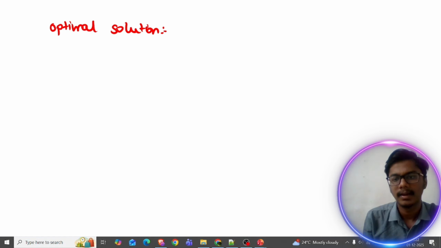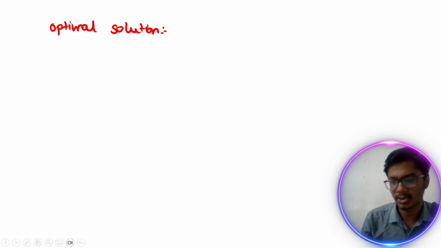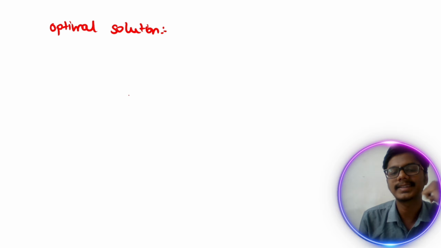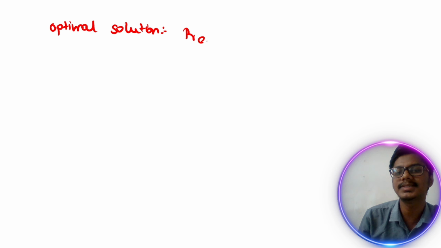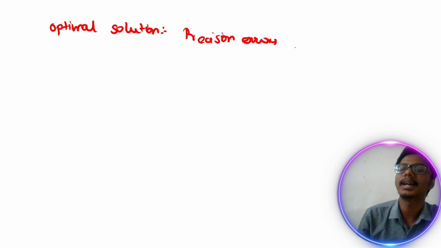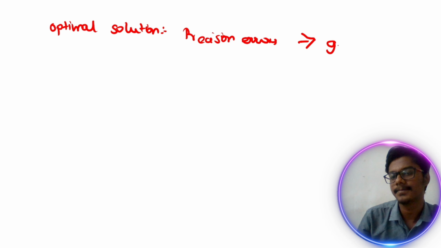So now, yes guys, let's dive into the optimal solutions. What is the optimal solution that comes to mind? First of all, we want to reduce the precision errors. To handle the precision errors, I come up with a solution called GCD.